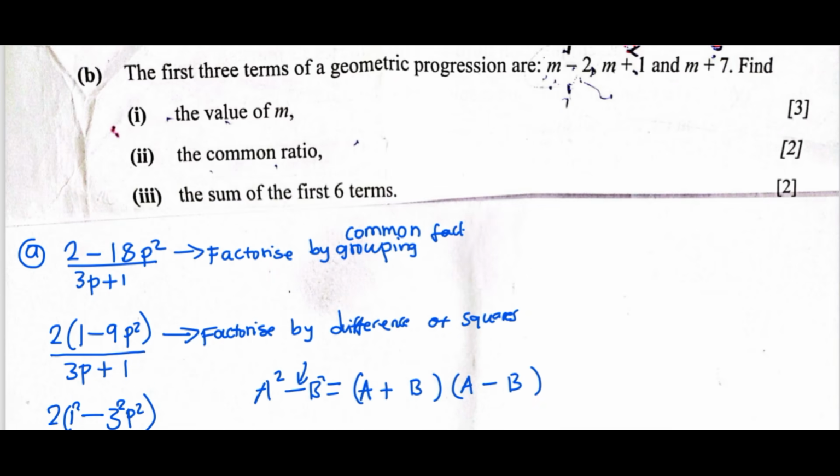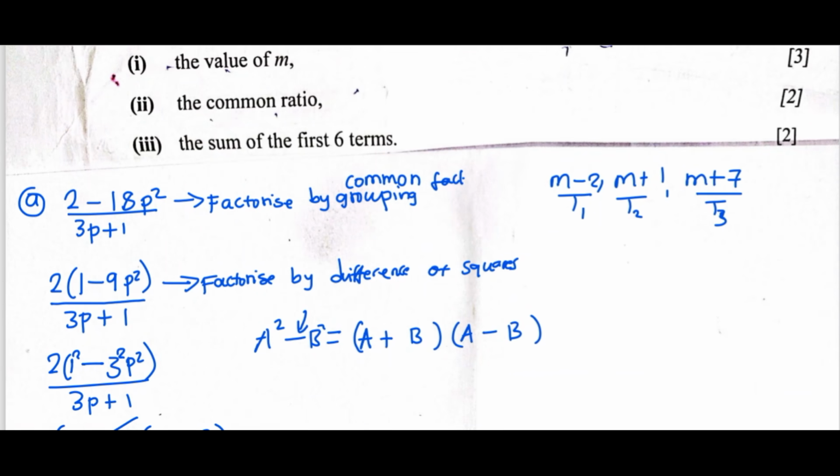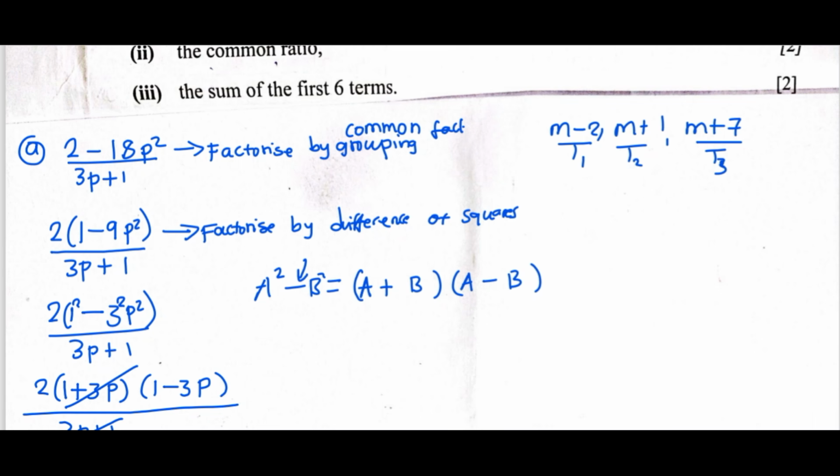Now let's go back to question B. The first three terms of a geometric progression are m minus 2, m plus 1, and m plus 7. Find Roman number 1, the value of m. So m minus 2 is our first term, m plus 1 is our second term, m plus 7 is our third term. Now how do we find the value of a given letter whenever we have this under GP? We know that the common ratio, second term divided by first term, is equal to third term over second term.